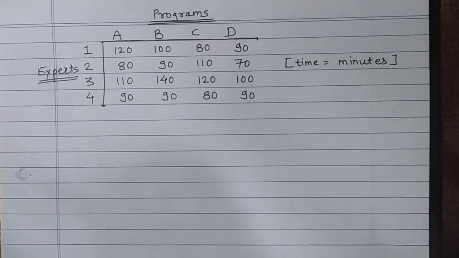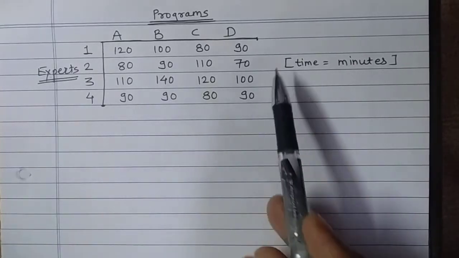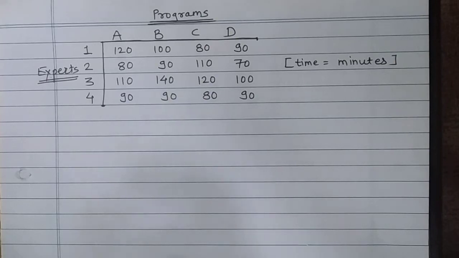So very first step, as the time is given, that means this problem is of minimization. 4 rows are there, 1, 2, 3, 4, and 4 columns are there. So this problem has 4 rows and 4 columns, that is, it is a square matrix and the order of the matrix is 4. So we will start with row minimization followed by column minimization.